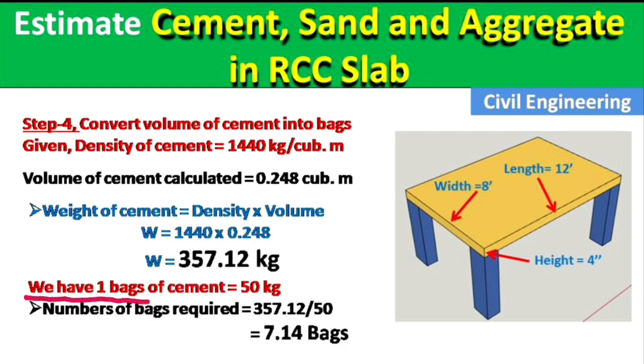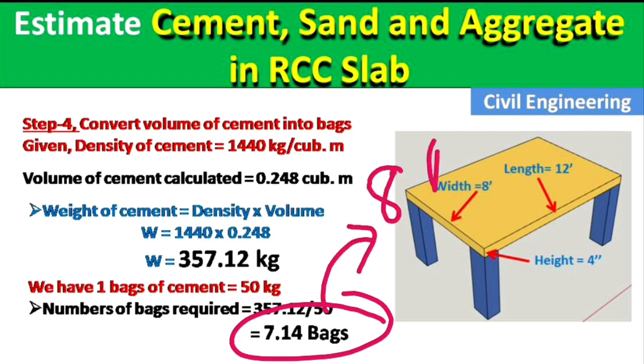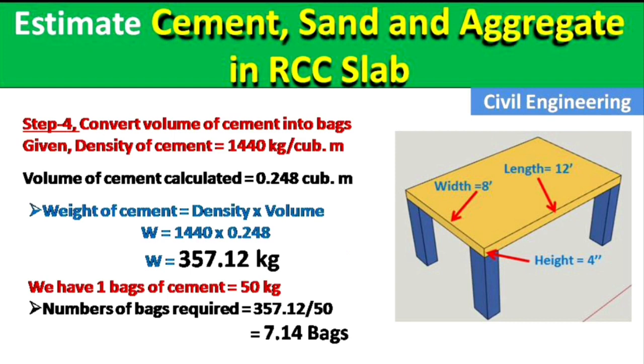Now guys, one bag of cement available in the market is 50 kg. If we divide this value by 50 kg, then we will get the number of bags required. So let us divide 357.12 by 50 and we will get 7.14 bags of cement. You can take approximately 8 bags of cement. So in this way we can calculate the volume of cement, sand and aggregate, and also we can convert the volume of cement into number of bags of cement.